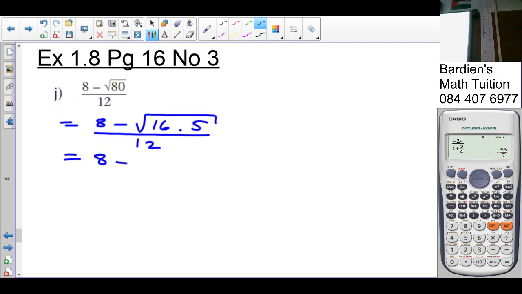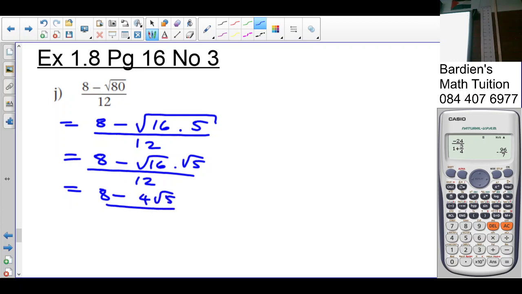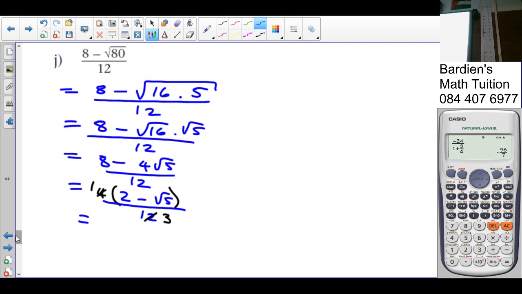So it's going to be 8 minus the root of 16 times the root of 5 over 12. So it's 8 minus the root of 16, which is 4, root 5 over 12. Is there a common factor? Yes, of 4. Then I'm left with 2 minus root 5 over 12. So 4 going into 4 once, 4 going into 12 three times. So the answer is 2 minus root 5 over 3. Is that correct? Right. Where did you go wrong?